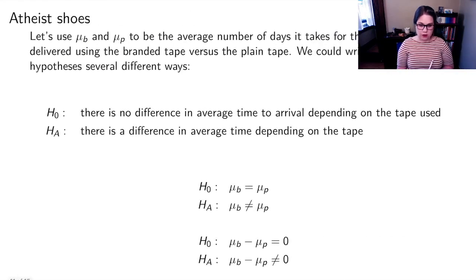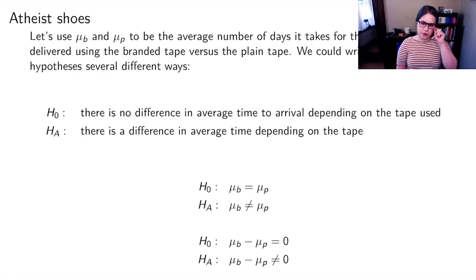And then we could think about the hypotheses. Let's use mu sub b to mean the average number of days that it takes for the package to be delivered using the branded tape, and mu sub p to be the average number of days that it takes to arrive using plain tape. We could write our hypotheses out a few different ways. One would be with words. The null hypothesis: there's no difference in average time to arrival depending on the tape used. And the alternative hypothesis: there is a difference in average time depending on the tape.